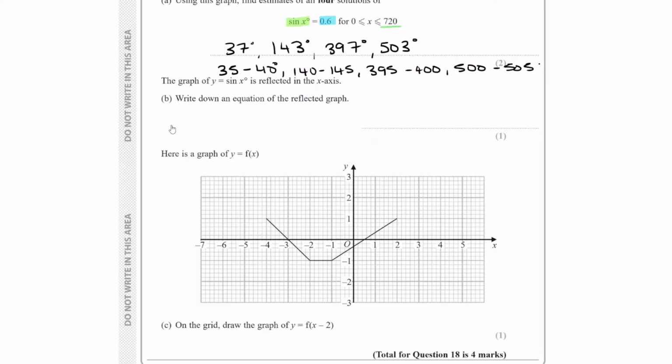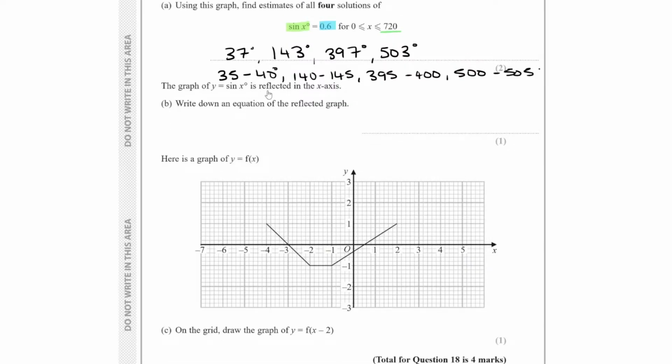Then we've got some graph transformations. So the graph of y equals sin x is reflected in the x-axis. Write down the equation of the reflected graph. So when it's reflected in the x-axis, it's only affecting the y coordinates, isn't it? So you'd put y equals, and reflection is a negative, but it's a negative on the outside, not next to the x, because if it's next to the x, it means it's affecting the x coordinates, which means it's a reflection in the y-axis. If it's on the outside, it's affecting the y coordinates, which is a reflection in the x-axis. It's kind of confusing, but as long as you've memorized your graph transformations, then you can backtrack it and work it out from there.